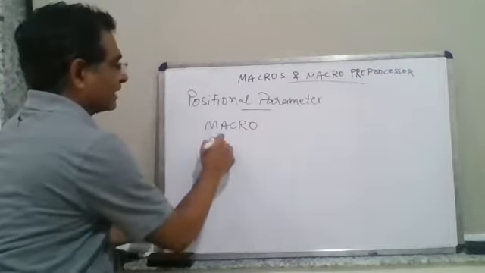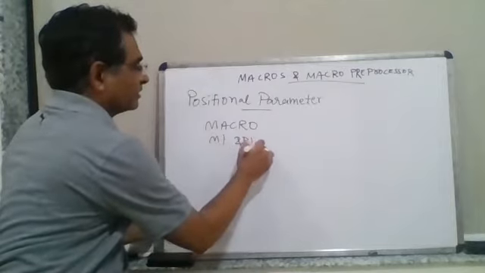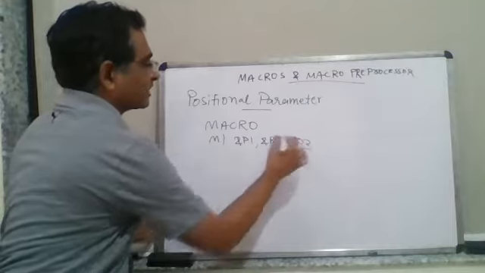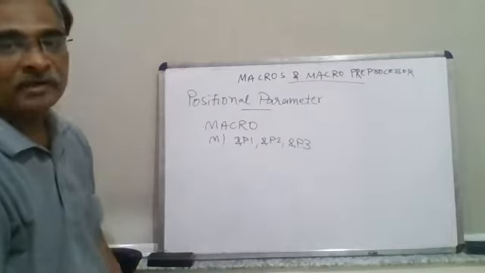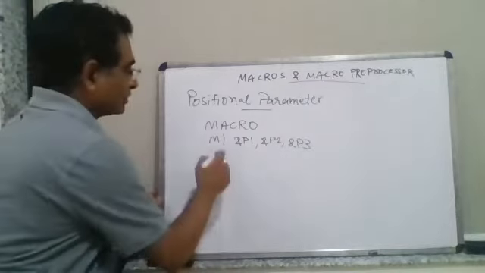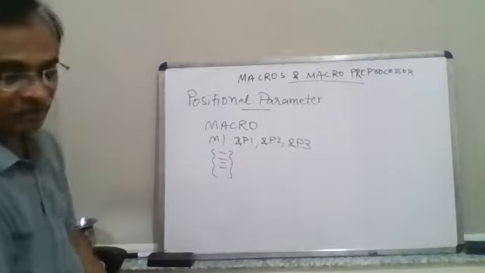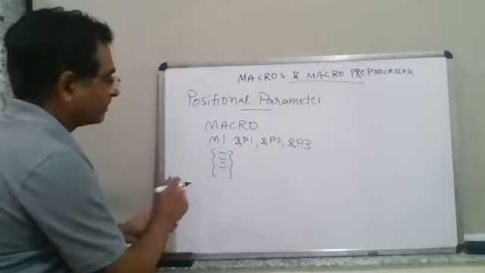Let's say here there is a macro name which is M1, right? And I am saying positional parameters &P1, &P2, and &P3. These are the three positional parameters. Any positional parameter will be specified with the ampersand before it, right? So there will be multiple statements as part of the macro, and it will end with the end macro.